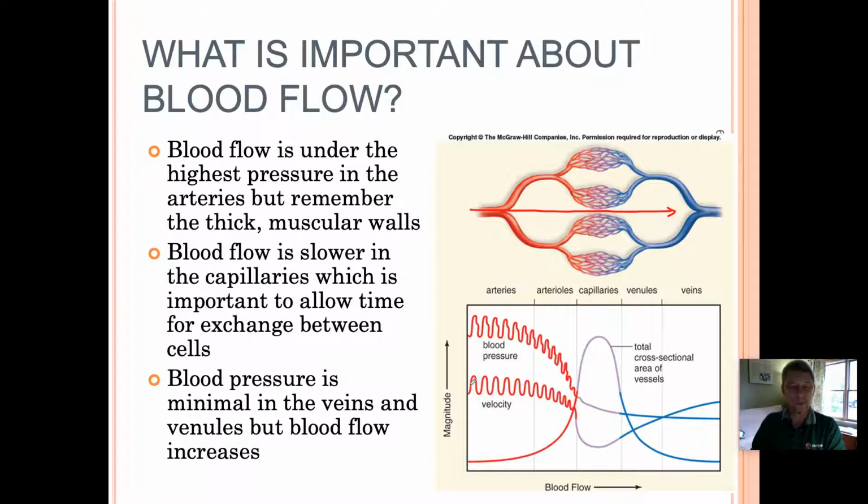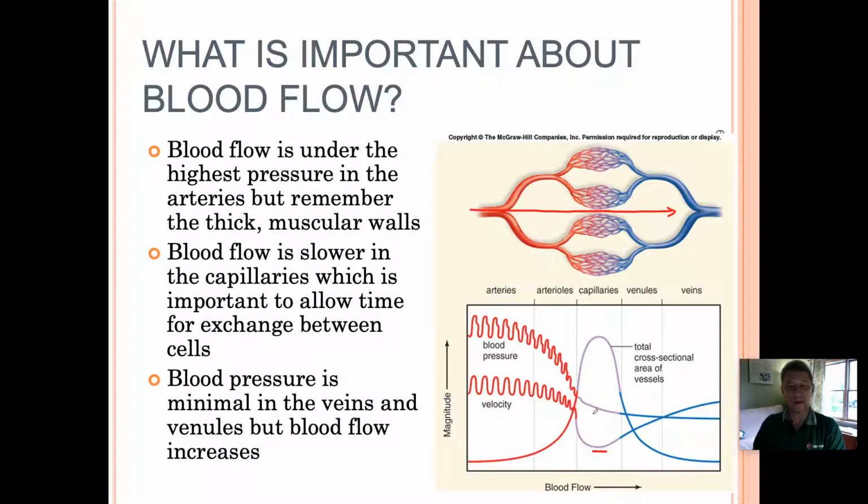The speed of blood moving through the cardiovascular system is very high in the arteries, diminishes in the arterioles, sinks down to a very low velocity in the capillaries, and then does pick up a little bit in the venules and veins.